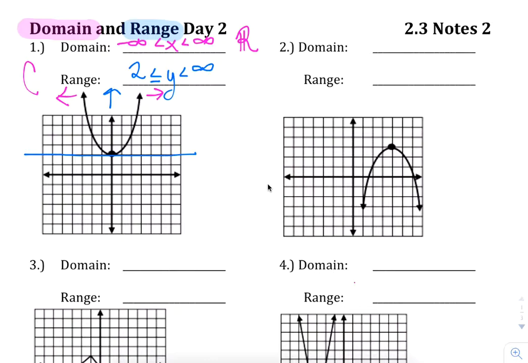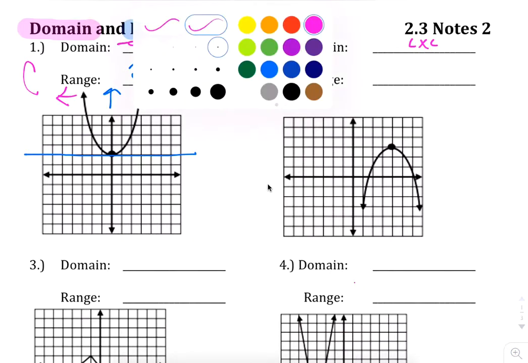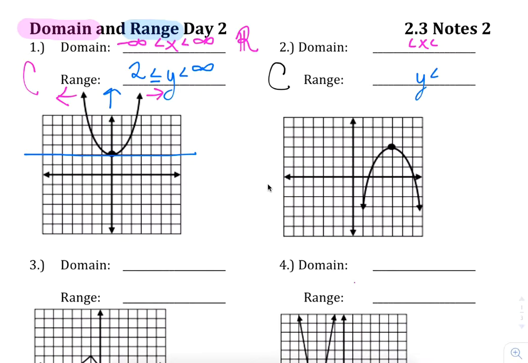Let's try number 2. Very similar, it's just upside down. This is still a continuous graph, so I'm going to set up my sandwiches. I have an x sandwich for domain and a y sandwich for my range. My x's are how far left and right. So if I look at this arrow right here, I notice that arrow is going left. I also notice that this arrow is going out to the right, which means, again, I'm going from negative infinity to positive infinity. I'm going all real numbers, forever left, forever right.